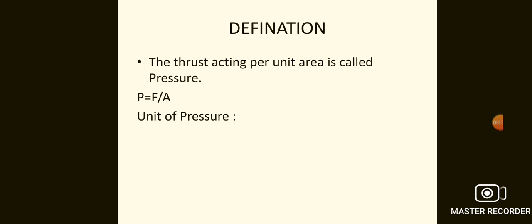Now what is the unit of pressure? Unit of pressure is Newton per meter square or Pascal. Because pressure is force upon area, force is given as Newton, area is meter square, so it is Newton per meter square or Pascal.